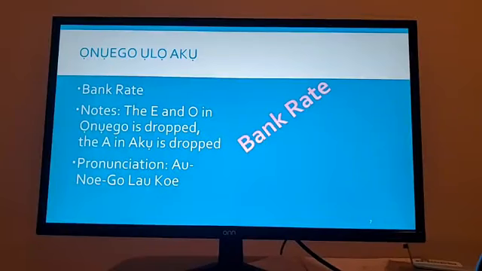All right, so again, it's broken down as follows. Au-Noe-Go is rate, and Ụlọ Akụ, which you've already encountered, means bank. So it's saying rate of the bank, but we reverse it in English and say bank rate. So again, it's Au-Noe-Go bank rate.